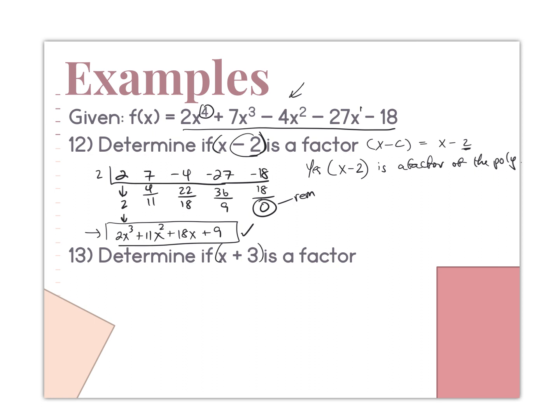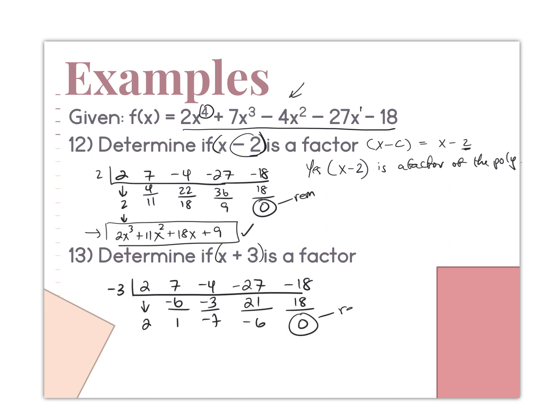Well, then that means -3 is going to go on the outside, and I'm going to write those terms again: 2, 7, -4, -27, and -18, and I'm going to do the steps. -3 and 2 is -6, and I'm going to add. -3 and 1 is -3, and I'm going to add. -3 and -7 is +21, and I'm going to add here, -6. -6 and -3 is +18, and I'm going to add. And again, I know that 0 is my remainder, and so yes, it's a factor. Okay, yes, it's a factor.